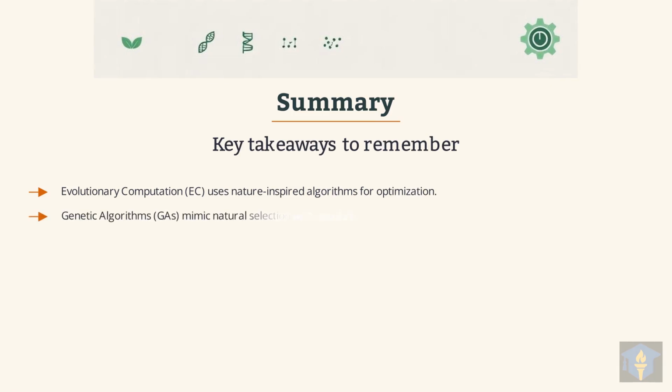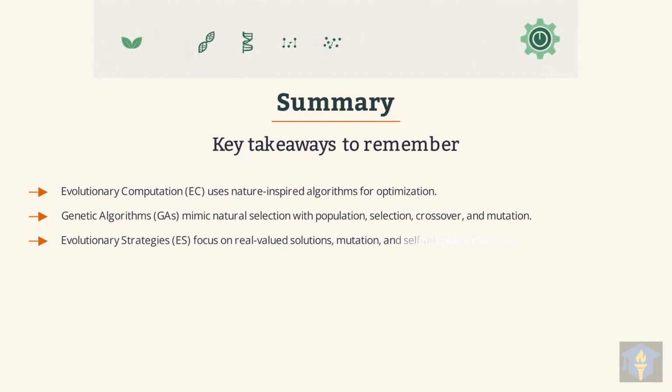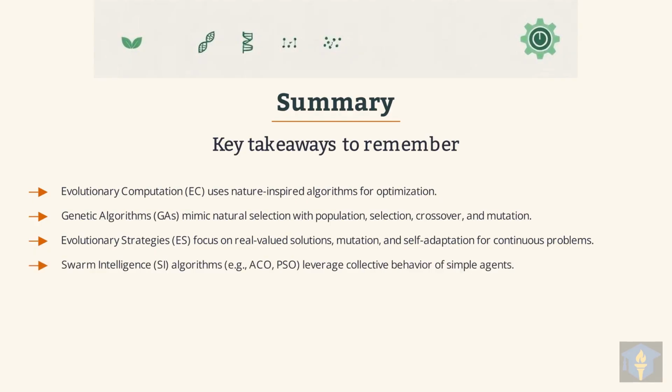Genetic algorithms, or GA, simulate natural selection through processes like population, selection, crossover, and mutation for solutions. Evolutionary strategies, ES, are great for continuous problems, focusing on real-valued solutions, mutation, and self-adaptation. Swarm intelligence, SI, algorithms like ACO and PSO utilize the collective, coordinated behavior of simple agents.